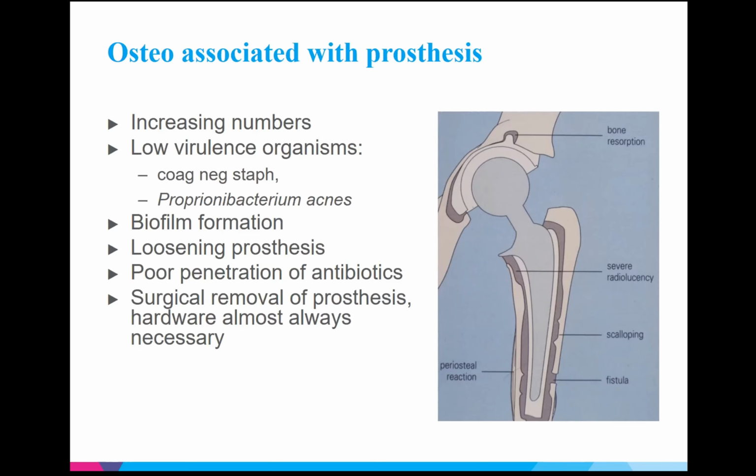So of course, biofilm can form, right? So you have poor penetration of antibiotics into the biofilm, and pretty much when you get an infection, it really involves removal of the prosthesis. It's very hard to keep them. Okay, but in the big scheme of things, a coagulase negative staph prosthetic joint infection is certainly much easier to deal with than a Staph aureus infection.